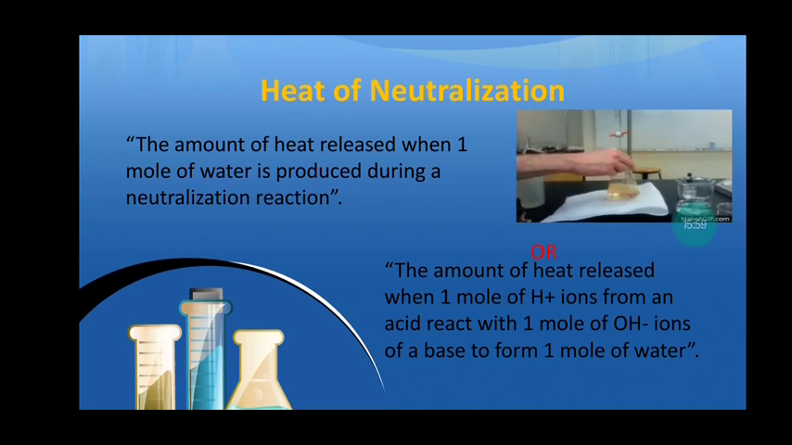So, can you tell me whether neutralization reactions are endothermic or exothermic? Of course, they are exothermic because during neutralization reactions, during the formation of water by the reaction of acid and base, heat energy is being evolved.